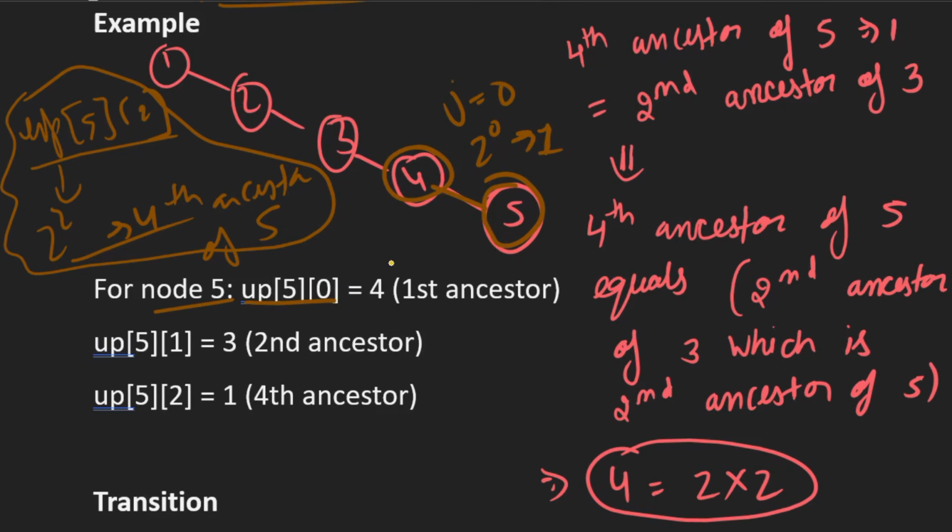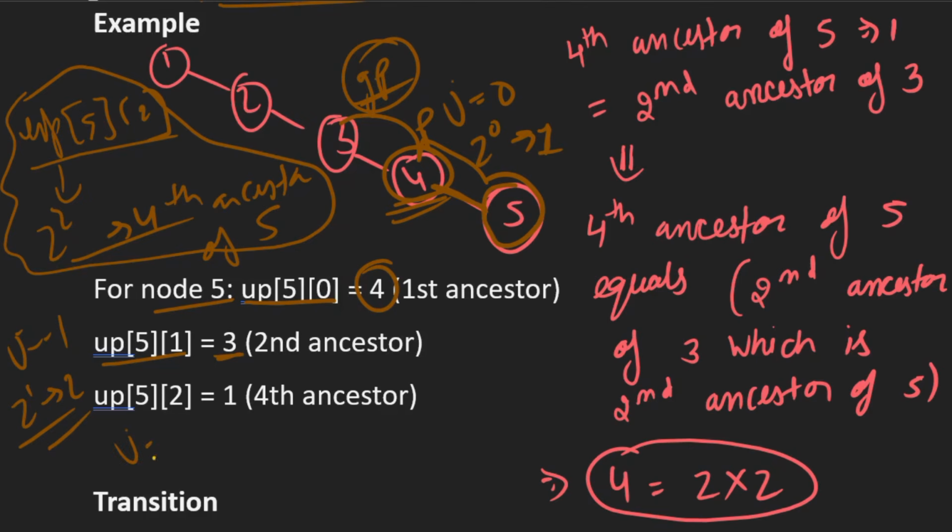So up of 5 comma 0 is 4, right? Then if you have j is equal to 1, that means 2 to the power 1 is 2. So we want the second ancestor. Second ancestor of 5 is basically its grandparent. This is parent, this is grandparent. So grandparent means parent's parent. So up of 5 comma 1 is 3, that is, parent's parent is the second ancestor of 5.